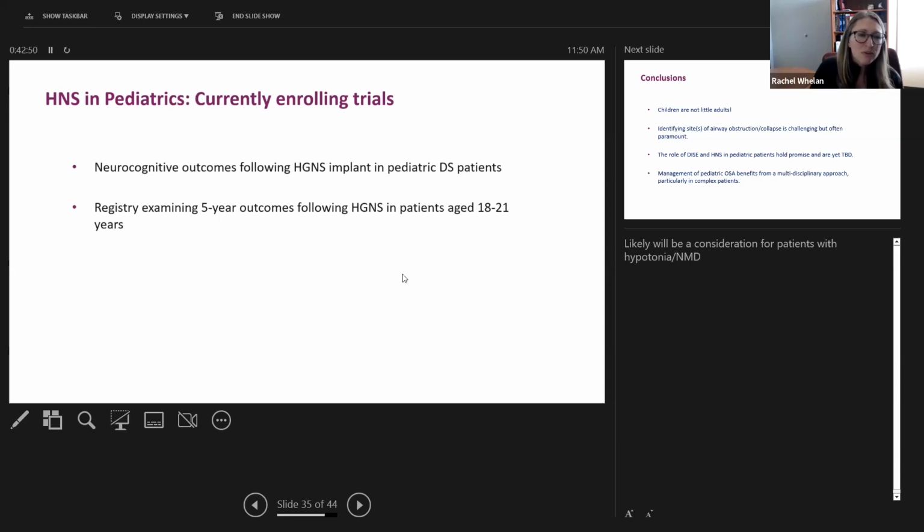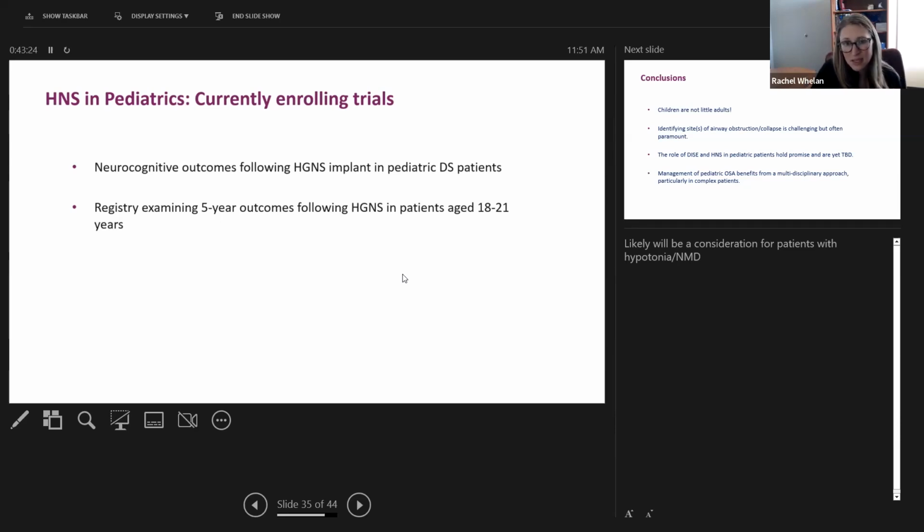And then there's also a registry that we're one of the sites for, looking at young adults who are implanted with Inspire therapy, looking at their 5-year track record. I can say that study is more difficult to enroll for right now, because obviously, most young adults ages 18 to 21 are not going to jump to an Inspire implant.